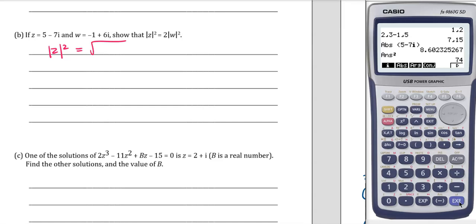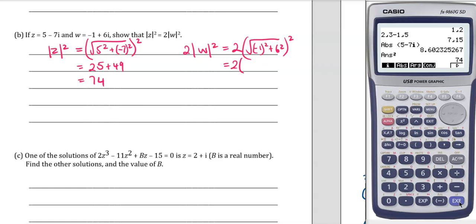So the modulus of that would be the square root of 5 squared plus the minus 7 squared part, but then that whole thing gets squared. So that'll be 25 plus 49, which is 74. 2 times the modulus of w squared is 2 times the square root of negative 1 squared plus 6 squared, and that all got squared, so that's 2 times, well, 1 squared is 1, and 36, so 36 plus 1 is 37, double that, you get 74. But if you just prefer to use your calculator, you could have put the whole thing in, to show they're both equal to 74.